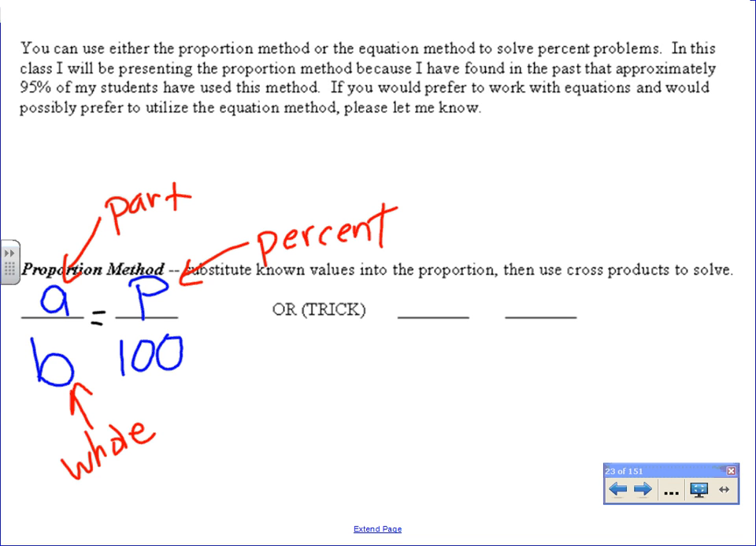Let's say we had 2 over 3. I'm just picking a random number. 2 is the part, 3 is the whole. This is always the total, okay?